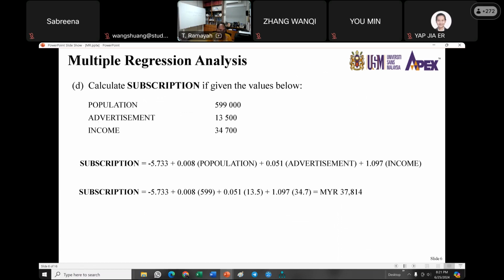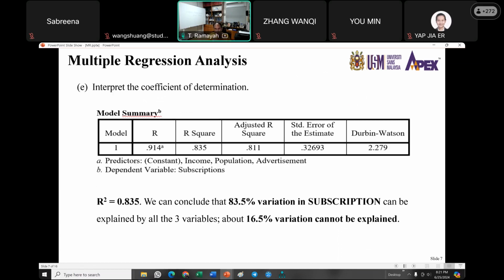Okay. And then we have the R square, which is given here, right? The R square measures the total variation that is explained by the three independent variables. So the three independent variables can explain 83.5% of the variance in subscription. Okay, 83.5%. We have another 16.5% variation that cannot be explained by this regression model because we have other variables that we have not included in the model.